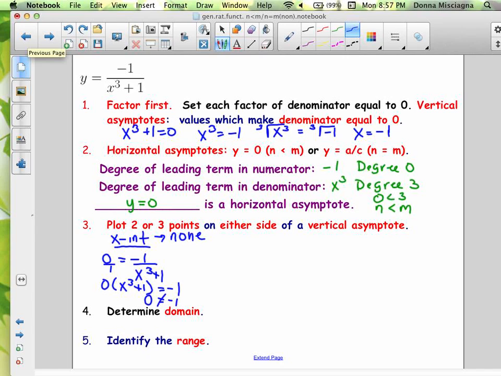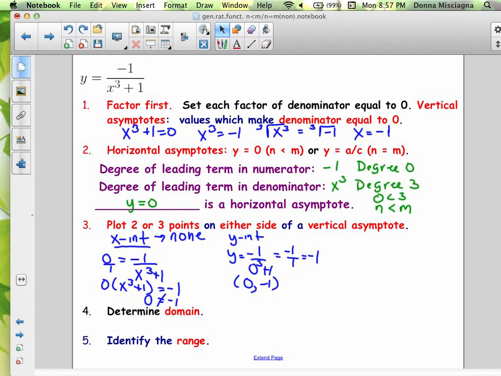How about y-intercepts? To find the y-intercept, you just plug in 0 for x. So we have y equals negative 1 divided by 0 cubed plus 1. Well, that's just going to be negative 1 over 1, which is negative 1. So we do have a y-intercept, and that's 0, negative 1. We plugged in 0 for x, and we got negative 1 for y. That's one of our points. So we've already got 1 point. We need at least 2 or 3 more points on either side.